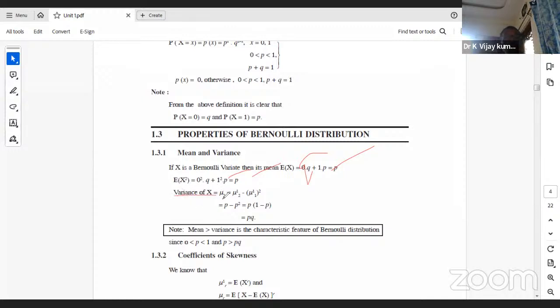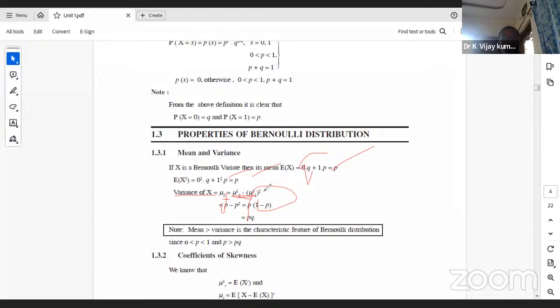The variance of x is equal to mu2. The formula is mu2 dash minus mu1 dash whole square. That is P minus P square, since mu2 dash is equal to P. Taking P common, that is P into 1 minus P.